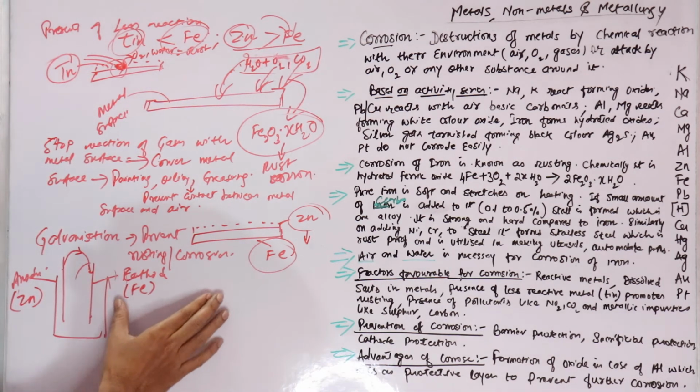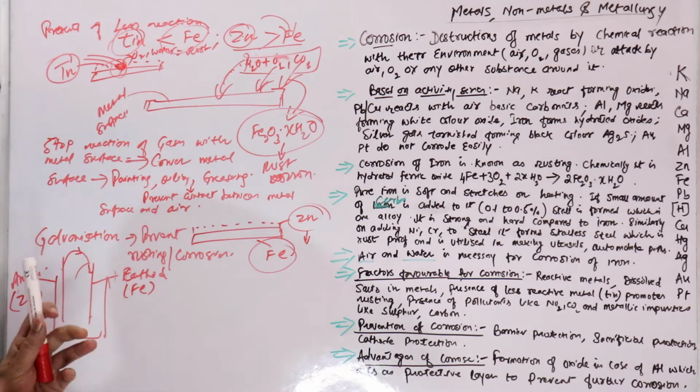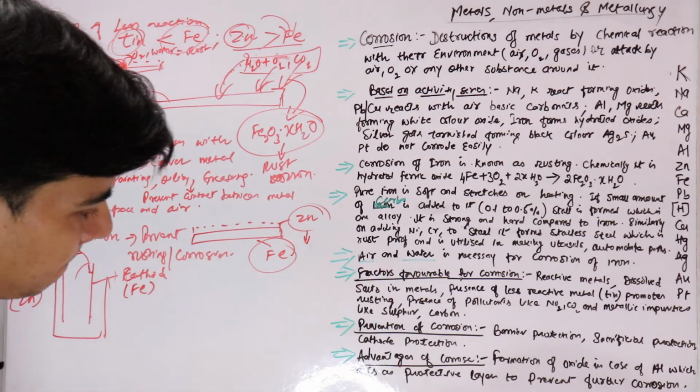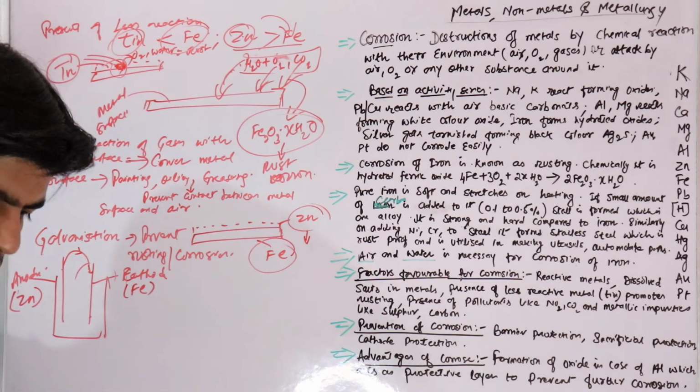Just remember that the metal to be saved is placed at the cathode, and the other electrode, which is the anode, is made of a more reactive metal, which is zinc. And the other topic is advantages of corrosion. What could be advantages of corrosion?